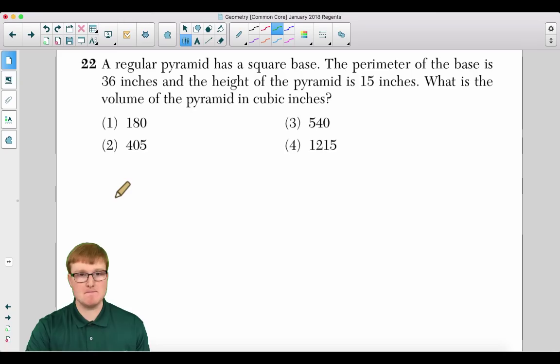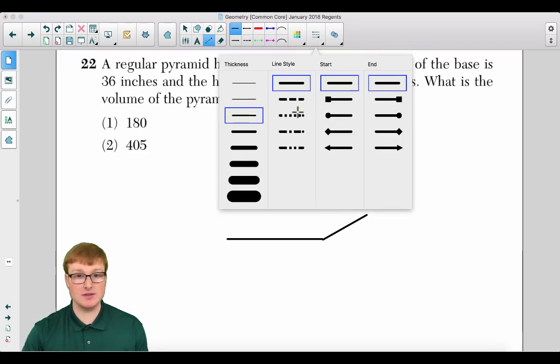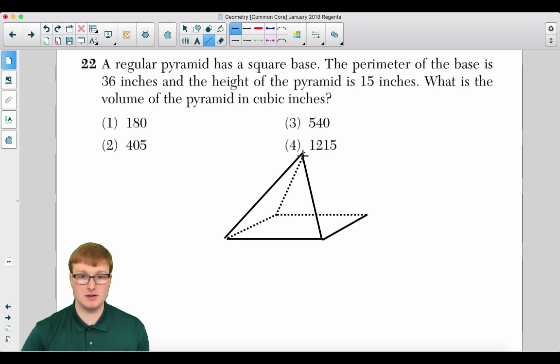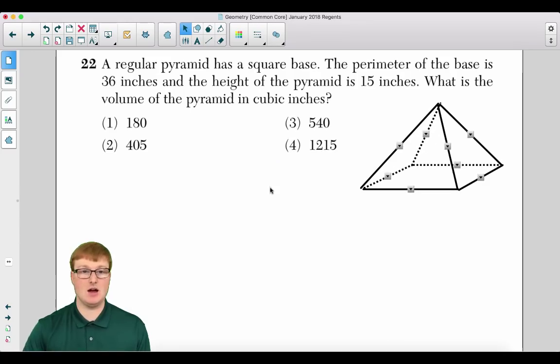A regular pyramid has a square base. Okay, so let me attempt to draw myself a pyramid with a square base. Now, the word regular means that the lengths of the sides of the base are congruent to each other. Bear with me while I create this pyramid here. It is a regular pyramid. Okay, that's a rough sketch. It looks slanted, but it is, in fact, going to be a regular pyramid in our case.